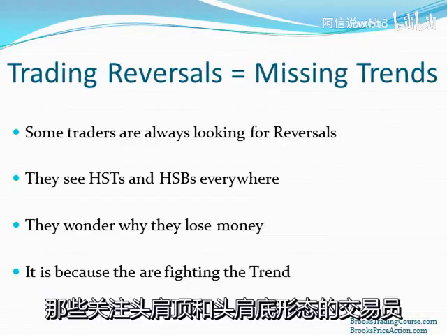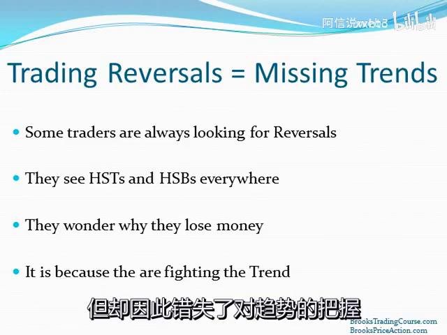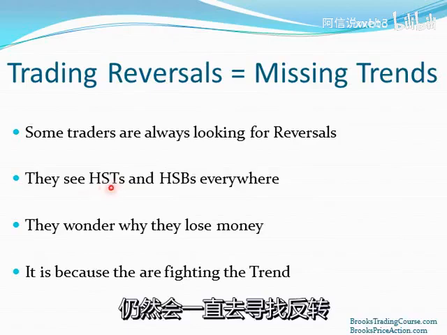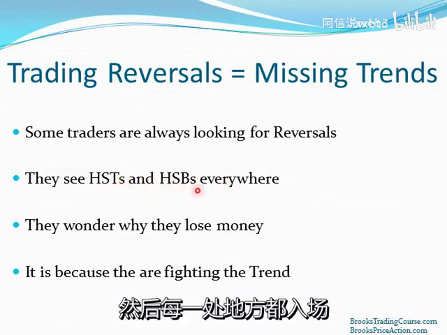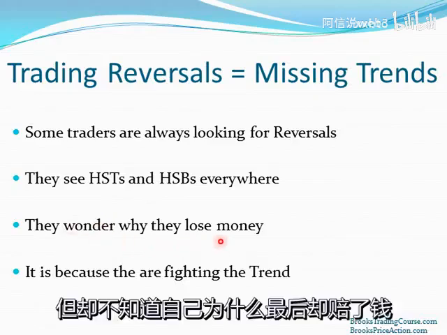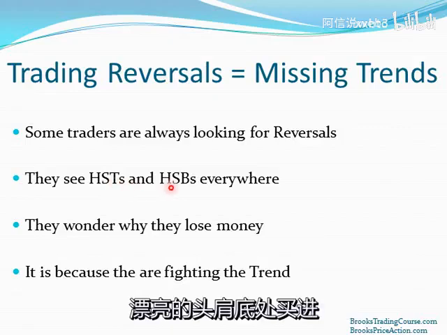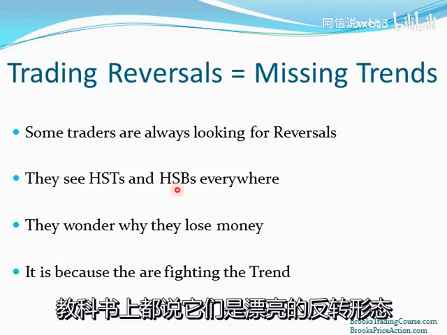Traders who see head and shoulders tops and bottoms all over the place are looking for reversals within strong trends, and they end up missing the trends. Some traders are always looking for reversals even when the context is bad, and they see head and shoulders tops and bottoms everywhere, and they take all of those entries and they wonder why they're losing money when they're selling these great head and shoulders tops and buying these great head and shoulders bottoms that all the books say are great reversal patterns.